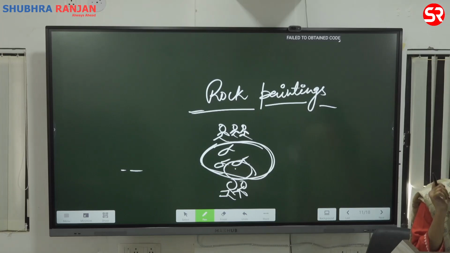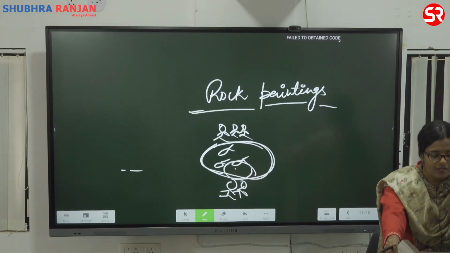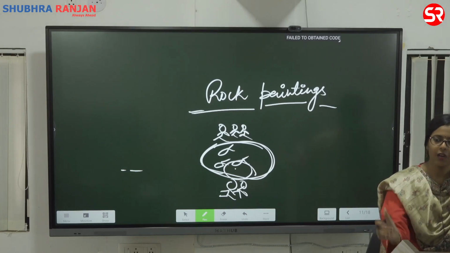Now what is the importance of these paintings for us? So they are used as very important sources of history writing, because when you are looking at tools, you can't predict a lot about society. You can talk about tool technology, but if you have to talk about the social life of people, you need sources like these. Okay, so they are very important source for us to reconstruct the social cultural history of that time.